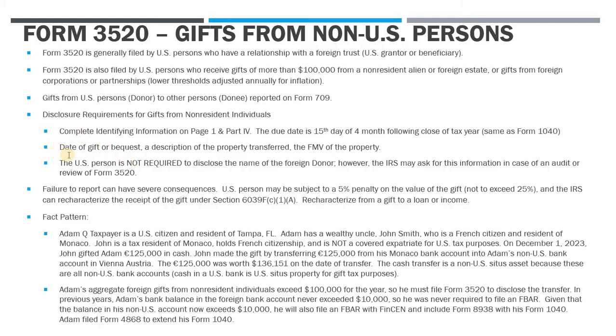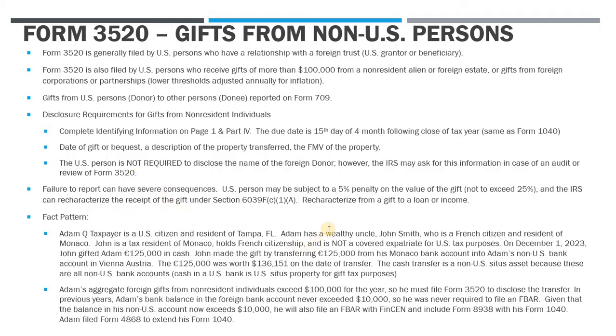Now, as far as information that has to be reported, you have to disclose the date of the gift, a description of the property that was transferred, and the fair market value of the property expressed in US dollars. Now, what's unique about the 3520 for gifts from individuals, you do not have to disclose the name of that foreign donor, right? But the IRS, if they ever review the return, might ask for it. So in contrast, when we look at the 709s, the donor is the one filing the return, and they have to disclose who the money is going to and what the relationship is between the donor and the donee.